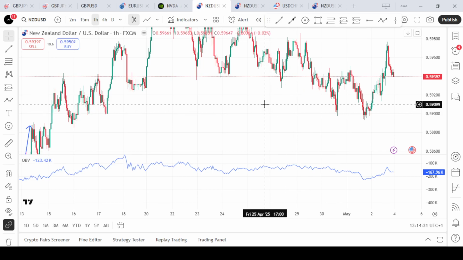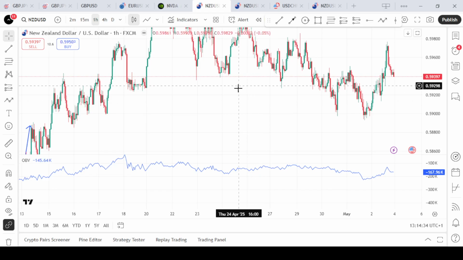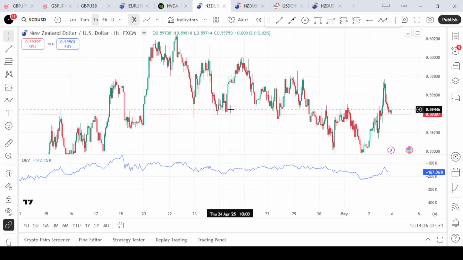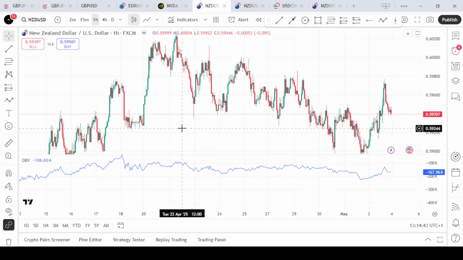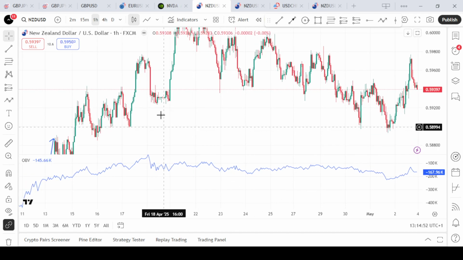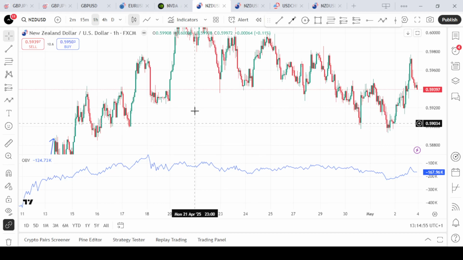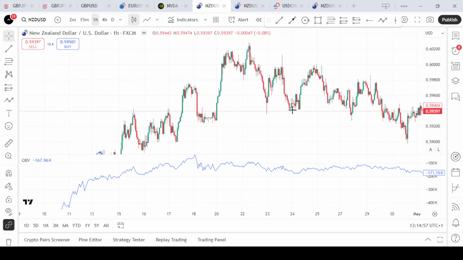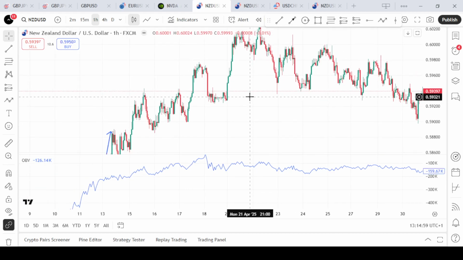Now let's see how to swing trade with the on-balance volume strategy. Swing trading with the on-balance volume indicator provides you with a systematic approach to capture medium-term market movement. This strategy focuses on identifying key trend confirmations and divergence to time your entries and exits with precision. The on-balance volume indicator trend confirmation strategy.